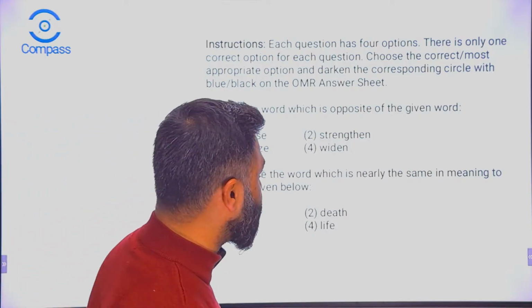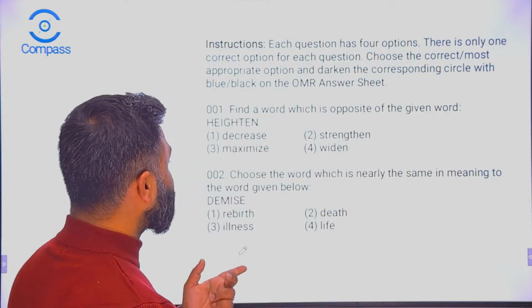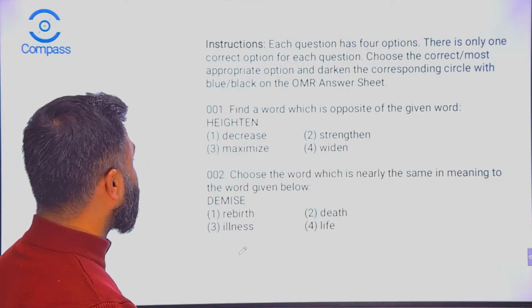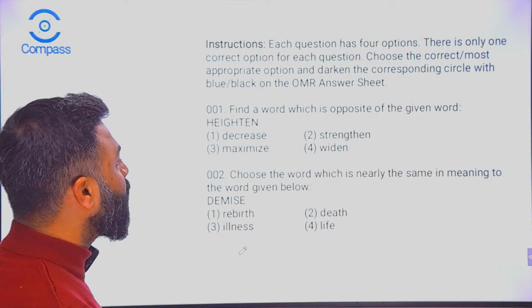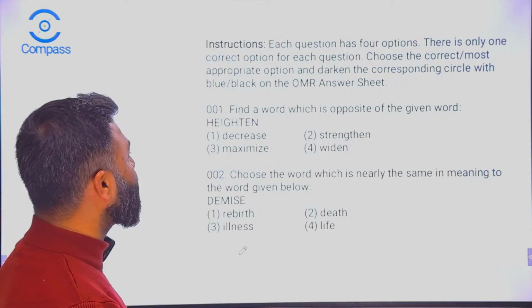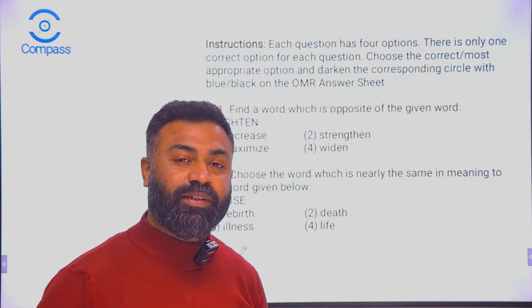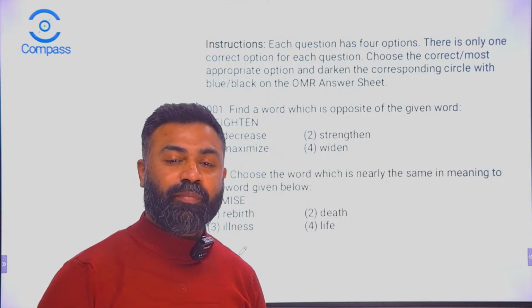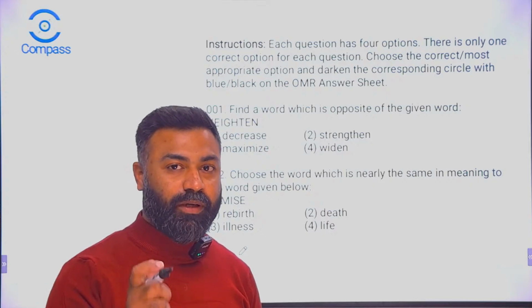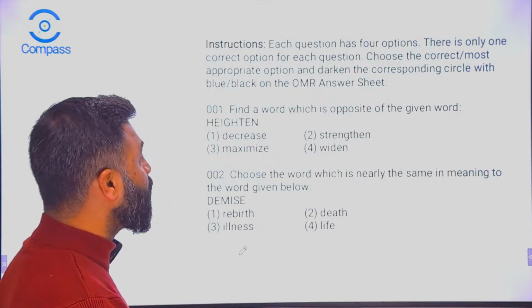All right. So the very first question. Let's get started. So each question has four options. Instructions have been given here. There is only one correct option for each question. Choose the correct, most appropriate option and darken the corresponding circle with blue or black on the OMR answer sheet. So that's actually the setting of the actual question paper that you will be getting. You have to darken the corresponding circle over there.